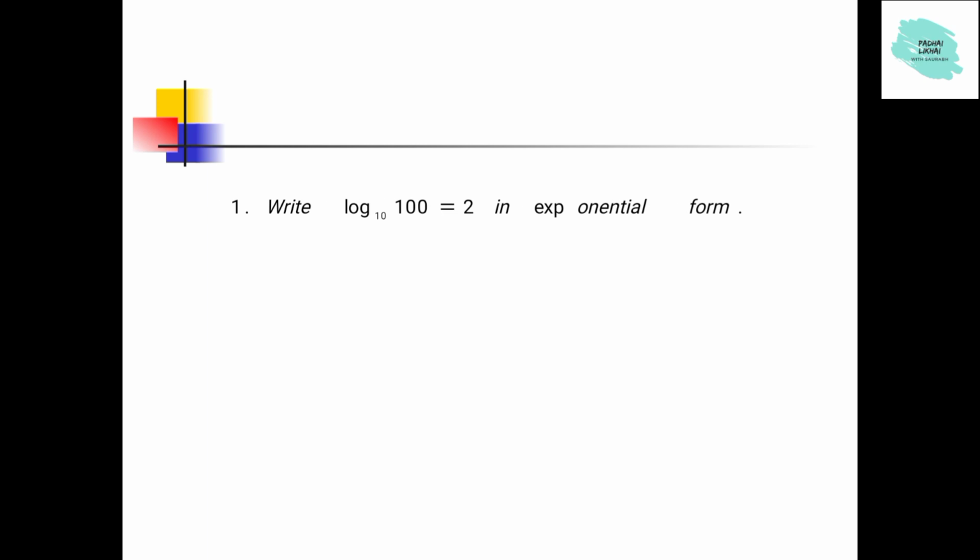Further, see this example. We can write it like 10 to the power 2 equal to 100. It is written as log 100 base 10 equal to 2. You can write it like 10 to the power 2 equal to 100, just in the anti-clockwise cyclic manner. Fine. Further, we move to another example.